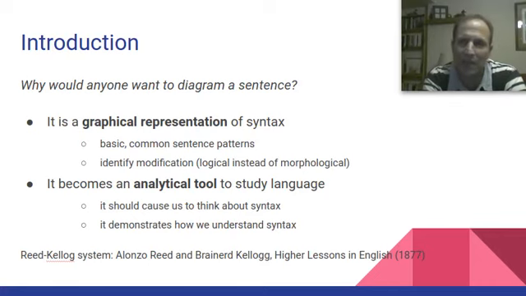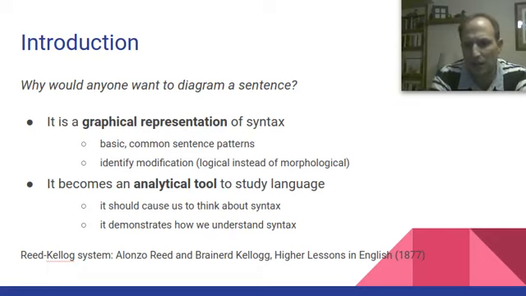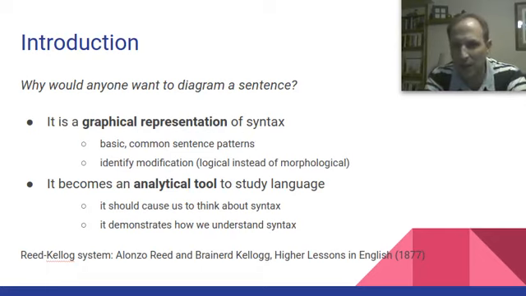Actually, it's something that really no other sentence diagramming takes into account. Even though they're still diagramming the same sentences, this somehow has something special to it because it recognizes the types of sentences that English can put together, which in the end is, as I said before, a finite number. In fact, it also works on identifying modification, which is focused on logical relationships much more than morphological relationships.